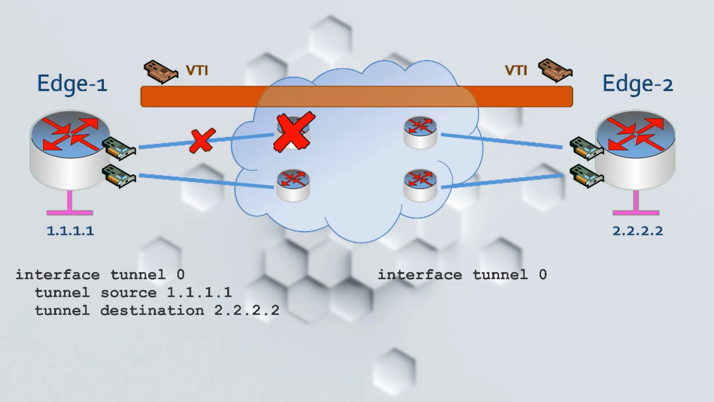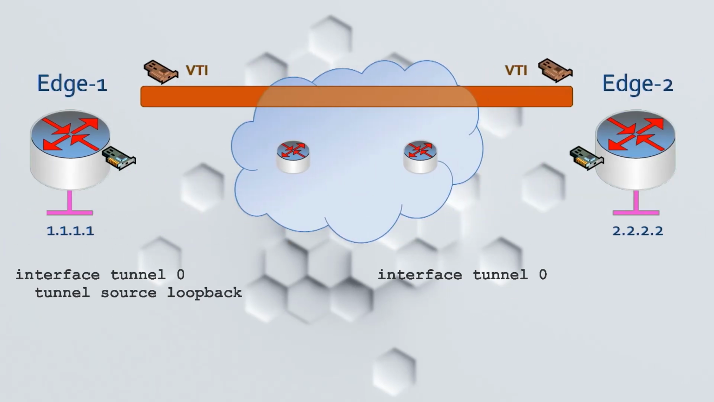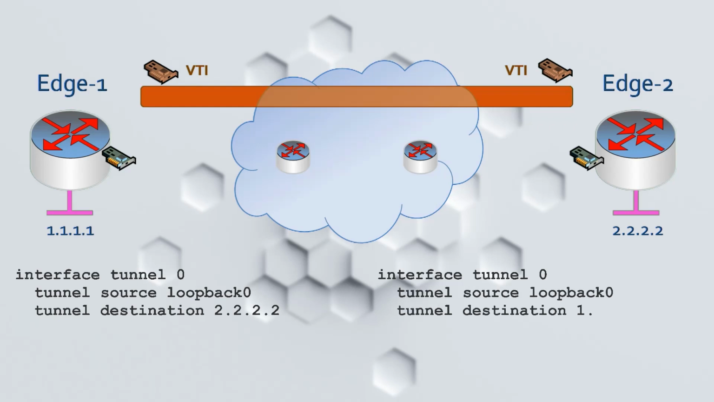Now you can use these as your tunnel source and destination. If one of these paths fails, the tunnel will automatically use the other path. And while we're talking about interfaces, did you know that the tunnel source can be either an IP address or an interface name? So what's the difference?